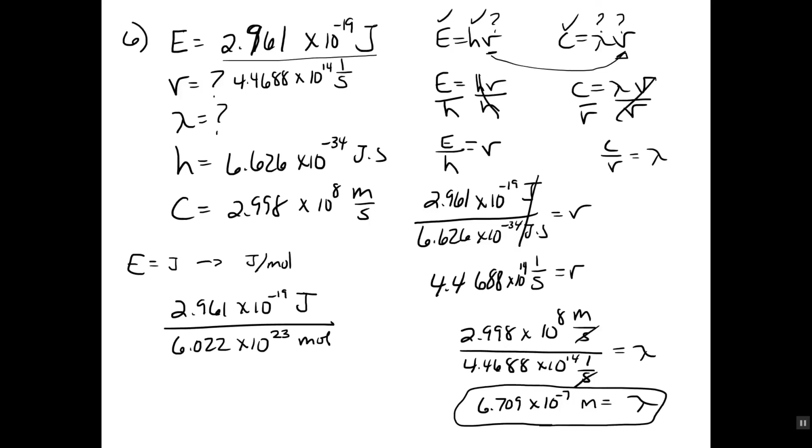Okay, so I don't have my calculator here. You could probably do it like this, where you get joules per mole, and then, like I said, let me see if I have a calculator in my desk drawer here. That'll work this out. And I do, so let me punch this out real quick. So you get 2.961 times 10 to the negative 19th divided by 6.022 times 10 to the 23rd.